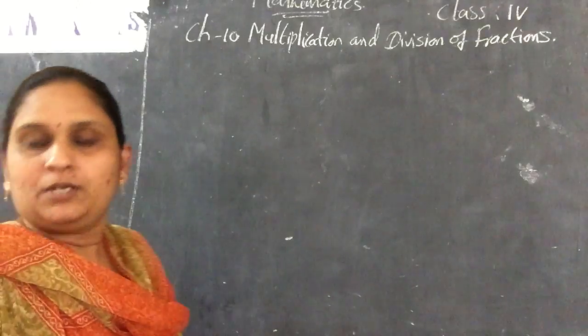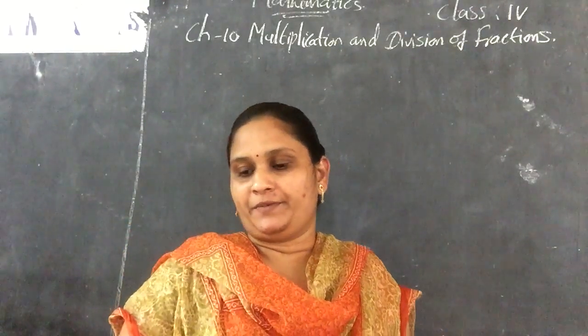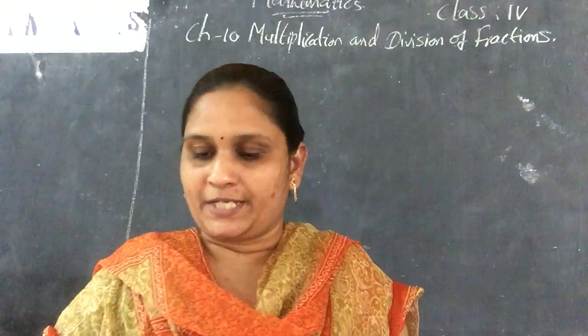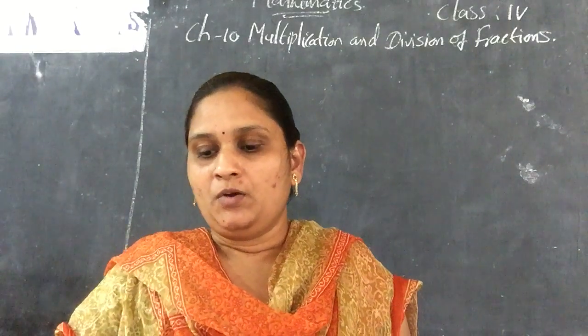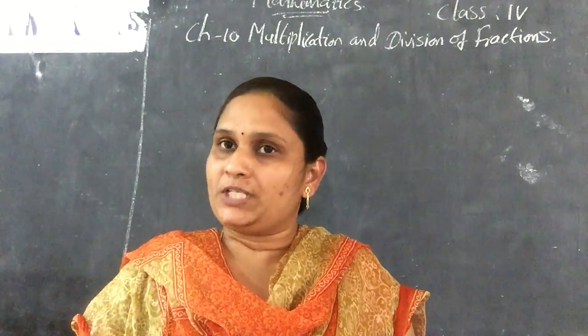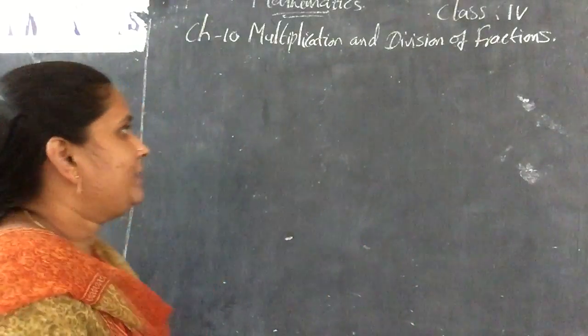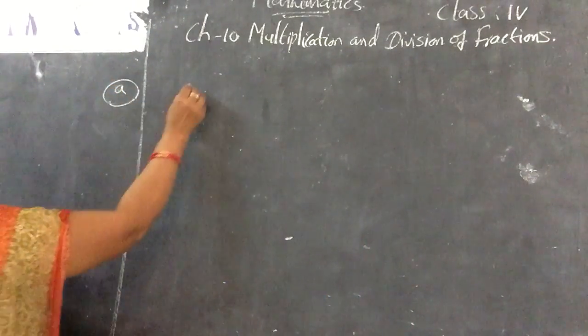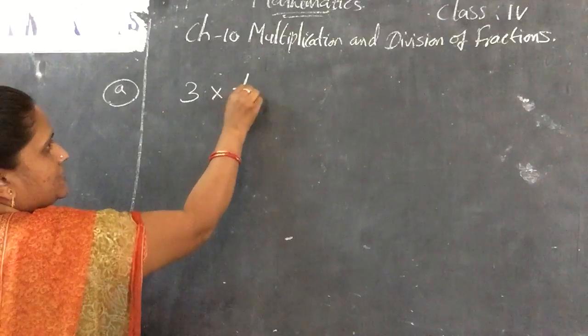Okay, so here open textbook page number 91, children, everyone. In textbook page number 91, section 1 sums, I am going to explain now. Find the product of the given fractions and write the answer in the lowest form. Okay, the first one will be 3 into 1 by 7.